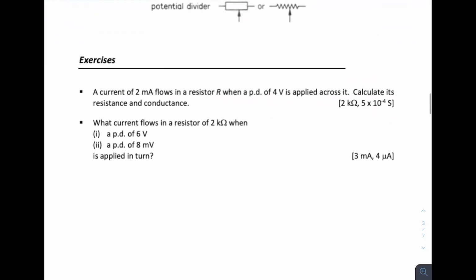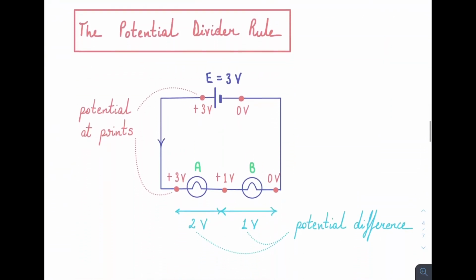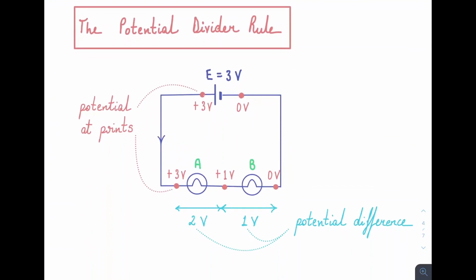Now, let us analyze a circuit with two bulbs. The electrical energy supplied by the cell is consumed by both bulbs together. Let us suppose, for the sake of the argument, that for every coulomb of charge that flows through the circuit, the 3 joules of electrical energy provided by the cell, it has an EMF of 3 volts, so every coulomb of charge gains 3 joules.